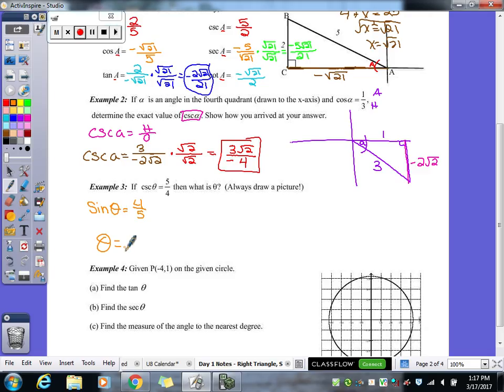Well, you don't need theta. You're just hitting second sine, and then 4 divided by 5. So what do we get? 53.1 degrees. So theta is 53.1 degrees.